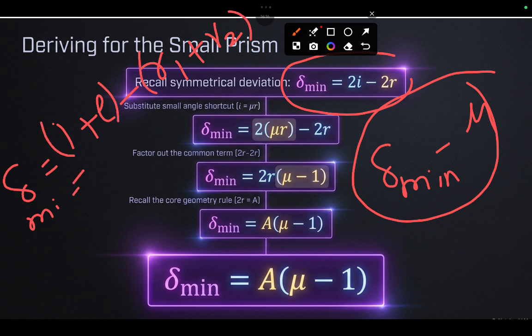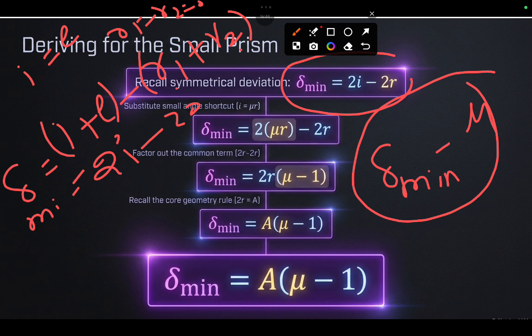What is i at minimum deviation? i equal to e, so i plus e will be i plus i, which is nothing but 2i. Similarly, R1 equal to R2, equal to r, so R1 plus R2 is r plus r, which is nothing but 2r. So delta minimum equal to 2i minus 2r.